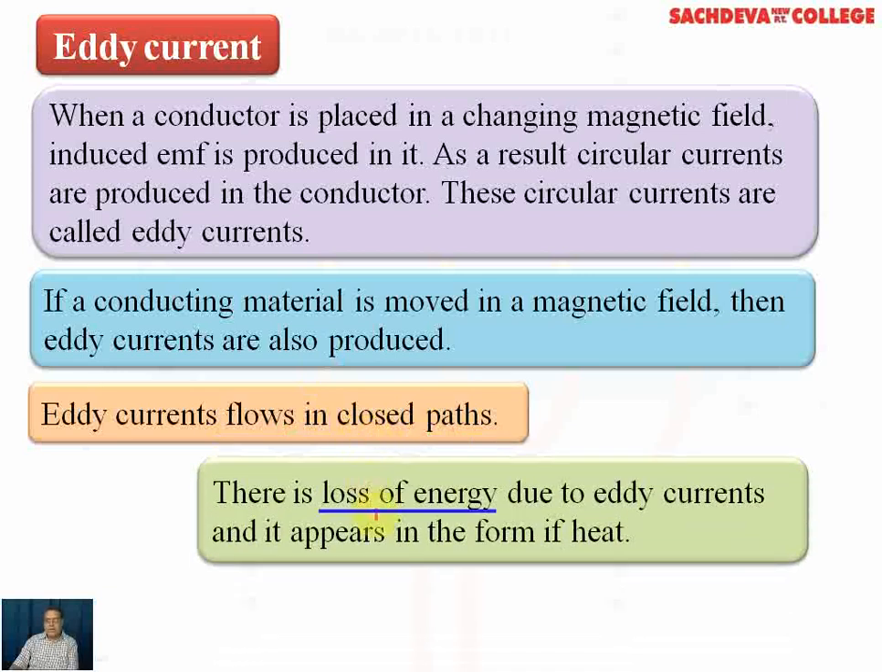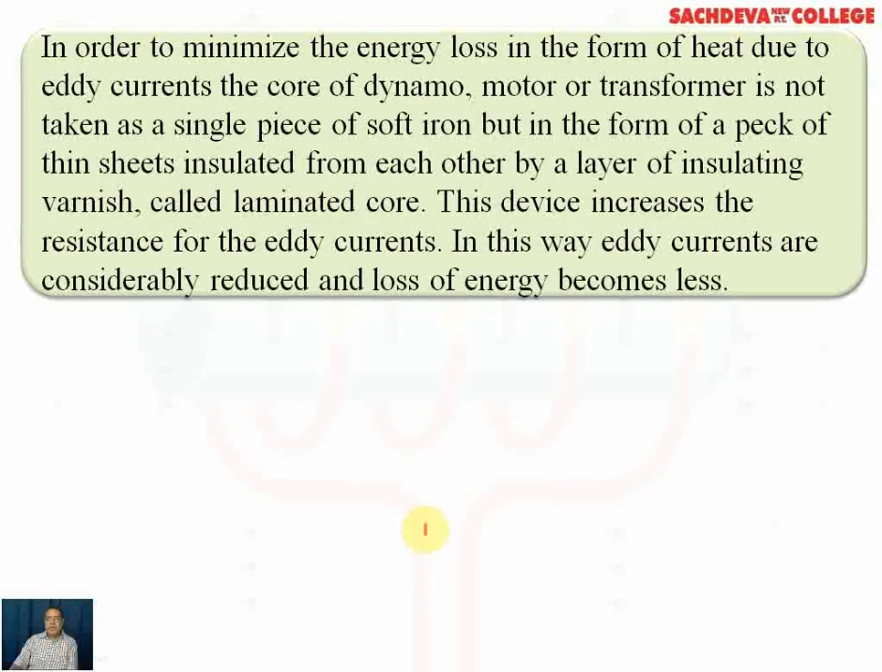There is loss of energy due to eddy currents and it appears in the form of heat energy. This statement obeys the law of conservation of energy. That is, whatever is the loss, it comes in the form of heat energy. In order to minimize these losses, we have to use various methods. So, loss in the form of heat due to eddy currents occurs in the core of a dynamo or a motor. In a dynamo, what do we do? In a motor, mechanical energy is converted to another energy.